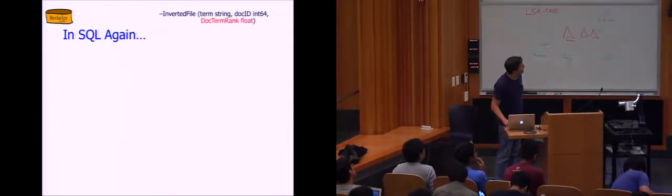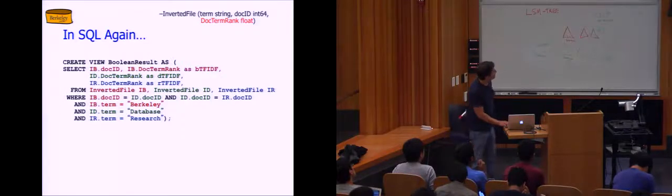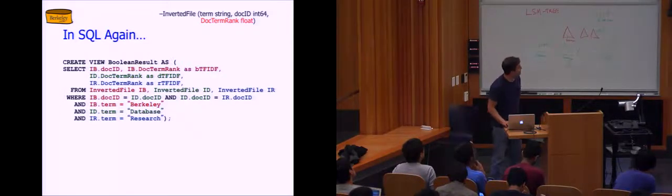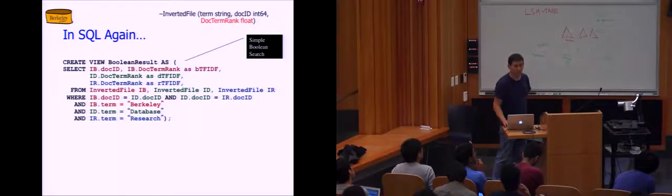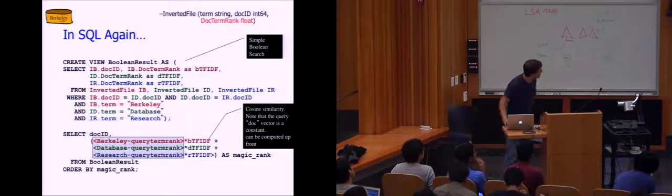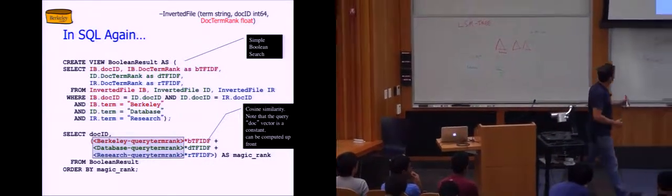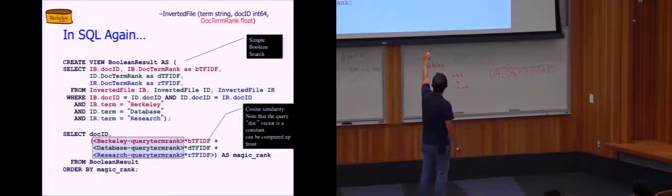So we could do this in SQL again. There's our Boolean result. That's just what we had before, Berkeley database research. Remember we had a magic rank function. Well, here's what we're going to do. We're going to take the Berkeley query term rank and multiply it by the TF-IDF.